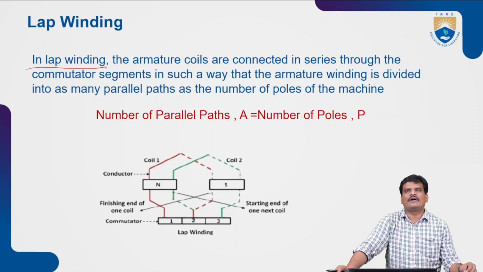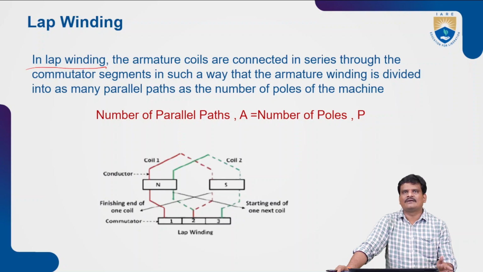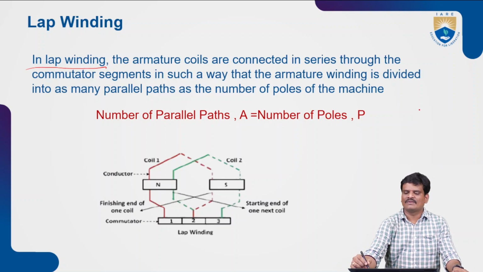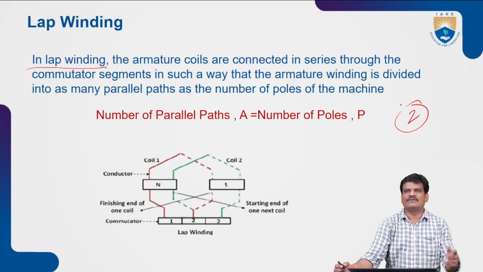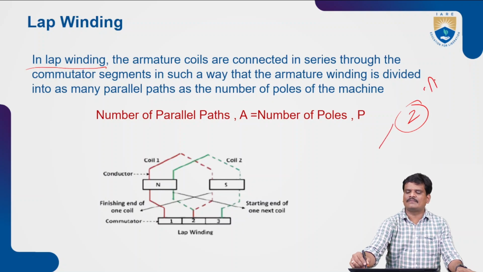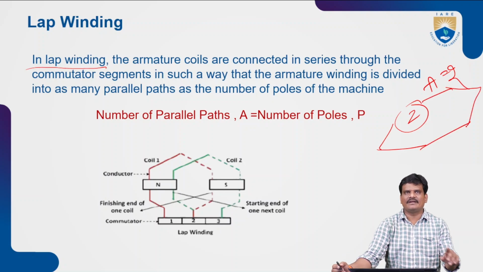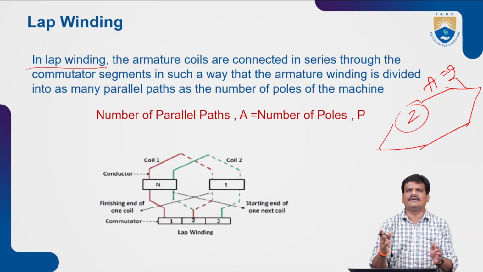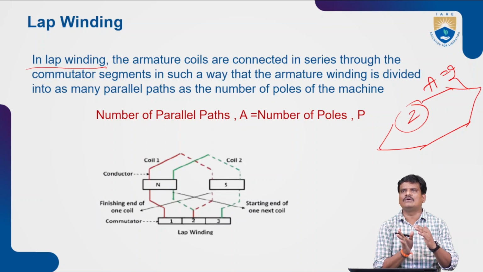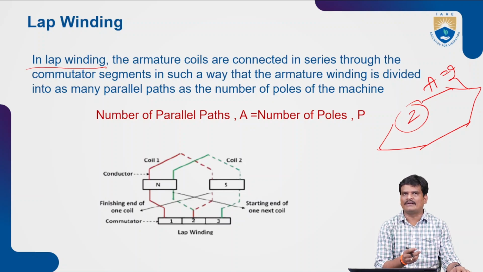In lap winding, the armature coils are connected in series through the commutator segments in such a way that armature winding is divided into as many parallel paths as the number of poles of a machine. So I have taken an example there. I have taken a normal conductor. So if it is a wave winding, as always the armature parallel paths are equal to 2, I have divided this conductor into 2 armature paths. But according to the definition of this particular lap winding, I can divide this armature winding into many parallel paths. It is not restricted to only 2 parallel paths as that of a wave winding, but that many parallel paths should depend upon the number of poles of a machine.